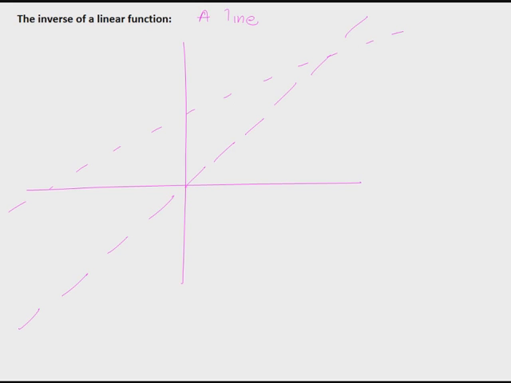And I have to reflect it in this line. Well, this point is on the line, so it won't get reflected. It will stay its own image. How about this point? I draw a perpendicular to the line, and I go the same distance here. How about this point? I draw a perpendicular to the line, I go the same distance on the opposite side. How about this point? I draw a perpendicular to the line, and I go the same distance this side. So my original line will become this new line.